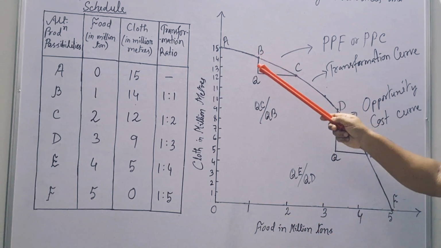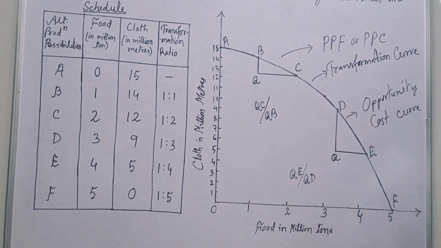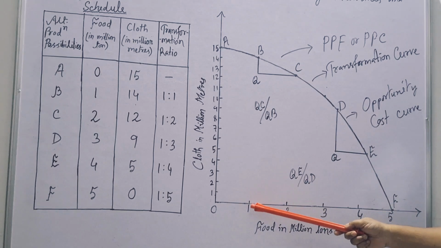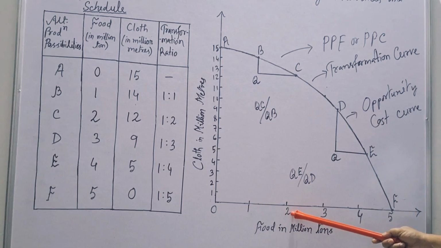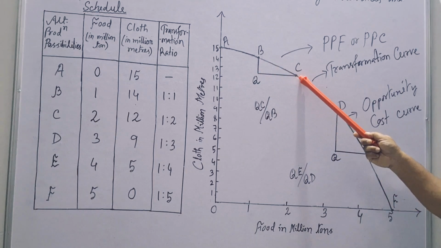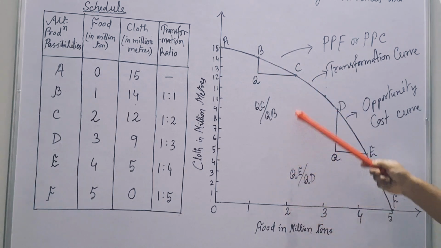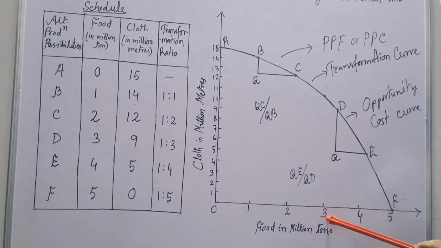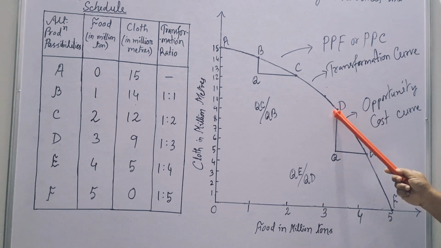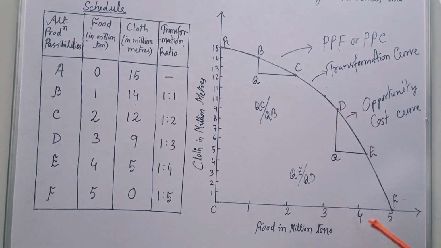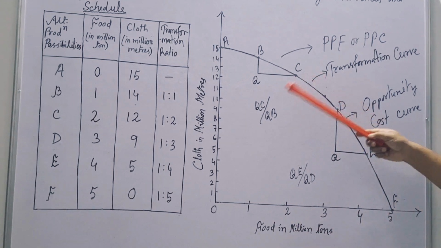And here at point B, the opportunity cost is 1:1. That is, the country has sacrificed 1 unit of cloth for getting 1 unit of food. Now at point C, you see, when the country increases food production by 1 more unit, it sacrifices 2 units of cloth. And at point D, for producing 1 more unit of food, it sacrificed, you see, 12 minus 9, 3 units of cloth. And like this, it is shown here.